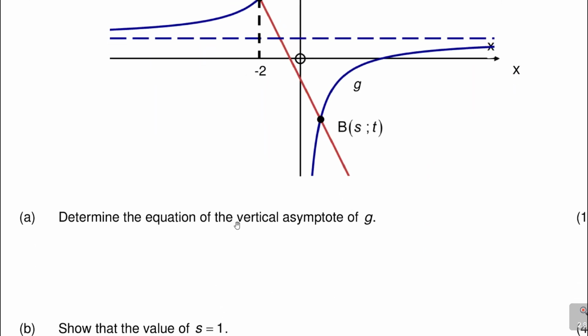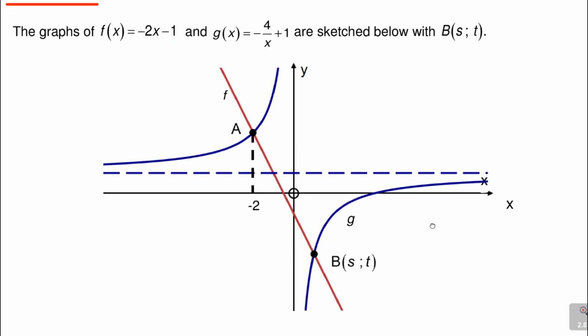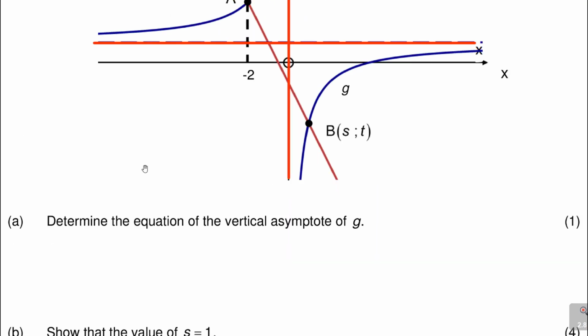Determine the equation of the vertical asymptote of g. Vertical asymptote. Now, if you look at g, the horizontal asymptote is this one they showed us. But where is the vertical asymptote? It's along the y-axis. So what is the vertical asymptote there? X is equal to 0, not y. It's x. X is equal to 0. So the vertical asymptote here is simply x is equal to 0.